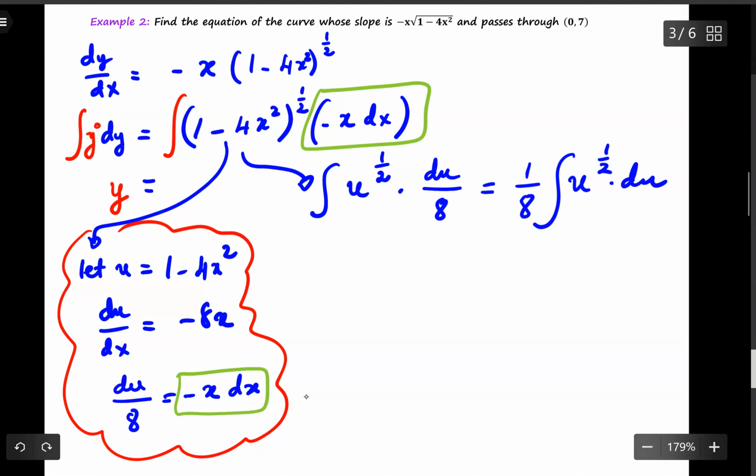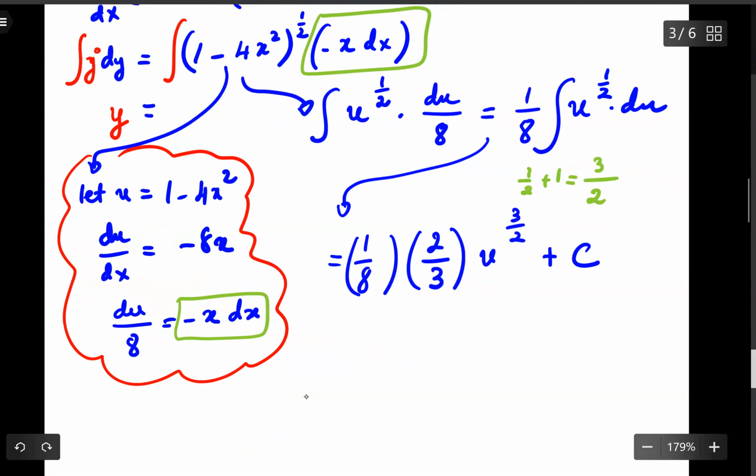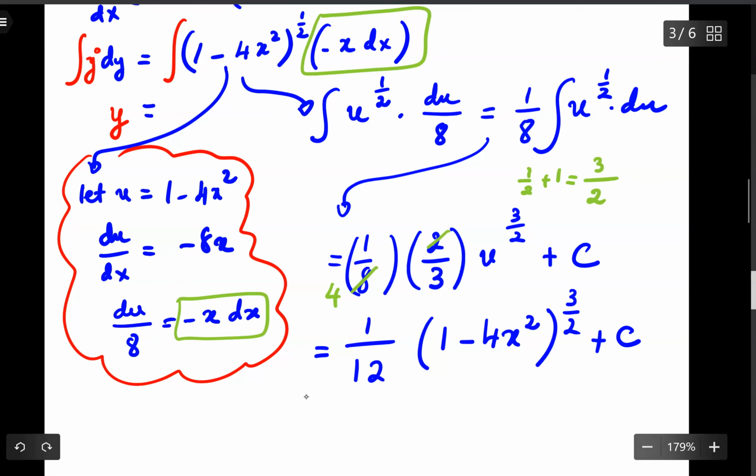So here I can bring this as 1 over 8 and then u to the half times du. You can add 1 to this exponent, so there will be 3 over 2. If it's 3 over 2, that means you are going to multiply by 2 over 3. So then I will have the 1 over 8 and u to the exponent 3 over 2 plus c, and I multiply by 2 over 3. I can simplify this by canceling, so I should have 4. So I should have 1 over 12 times u, which I am going to write as 1 minus 4x squared, all of it raised to exponent 3 over 2 plus c, and I will write the y right here.